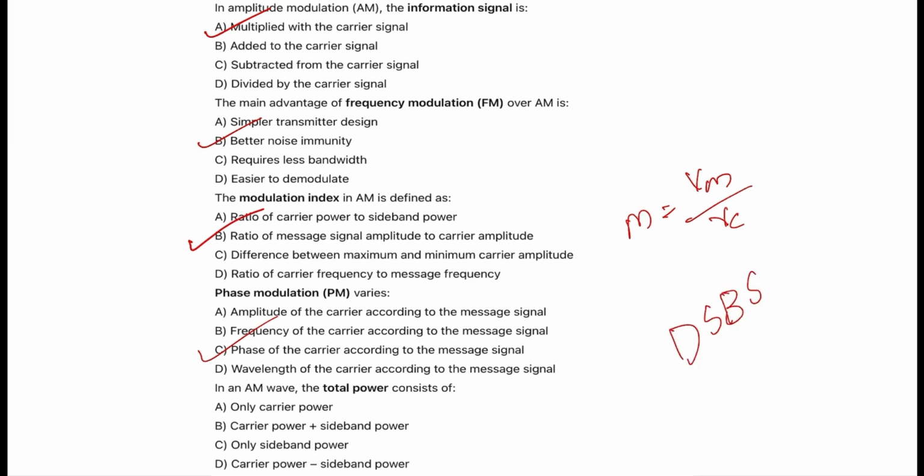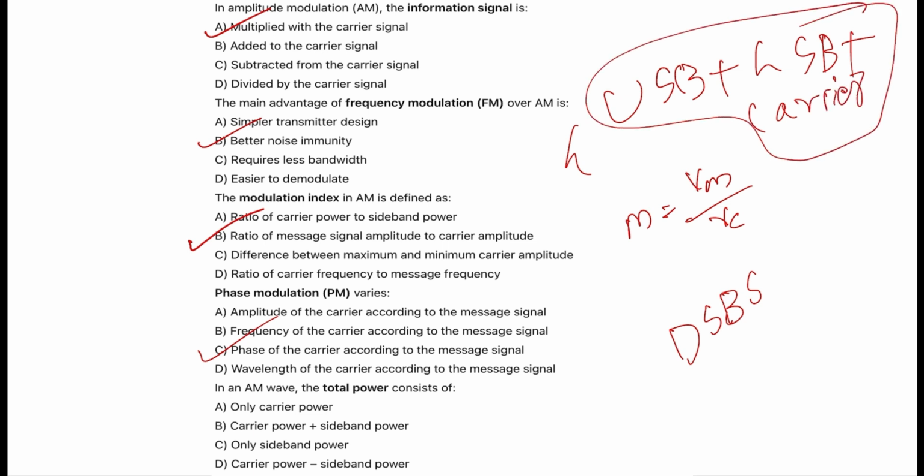In an AM wave, the total power consists of: option A, only carrier power; option B, carrier power plus sideband power; option C, only sideband power; option D, carrier power minus sideband power. We know that an AM wave is a double sideband AM modulated wave. It contains both the sidebands, upper sideband and lower sideband, plus carrier. So the answer is option B, carrier power plus sideband power.